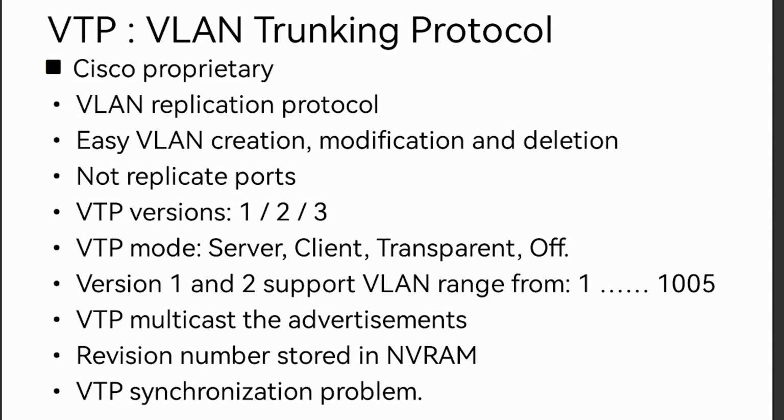VTP is a VLAN Trunking Protocol, which is a Cisco proprietary protocol. It replicates VLANs. The main job of VTP is replicating the VLANs. Like in here, as you can see, I have one switch, 2, 3, and here we have the third one. So we have these switches. This is the server, these are the clients.